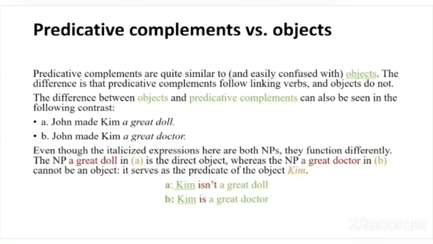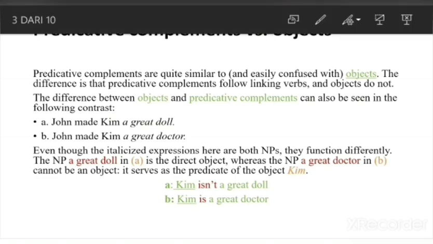Predicative complements versus objects. Predicative complements are quite similar to objects. The difference is that predicative complements follow linking verbs and objects don't follow linking verbs. The difference between objects and predicative complements can also be seen in the following contrast.